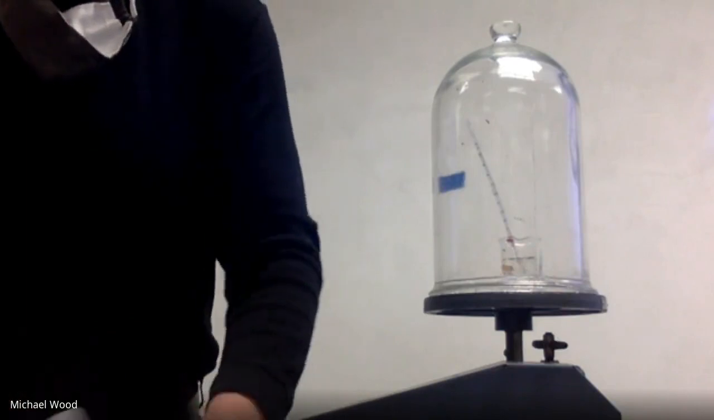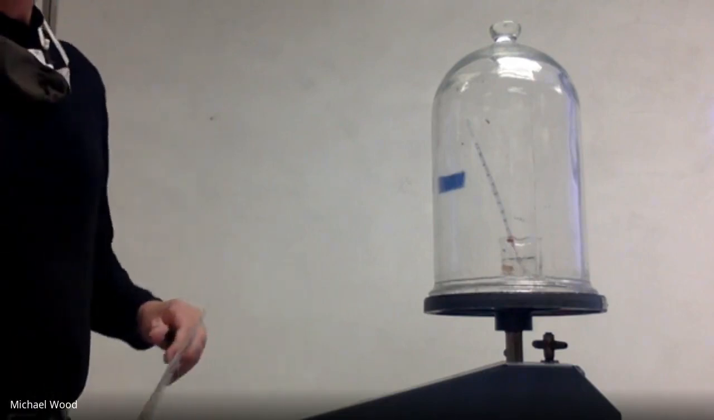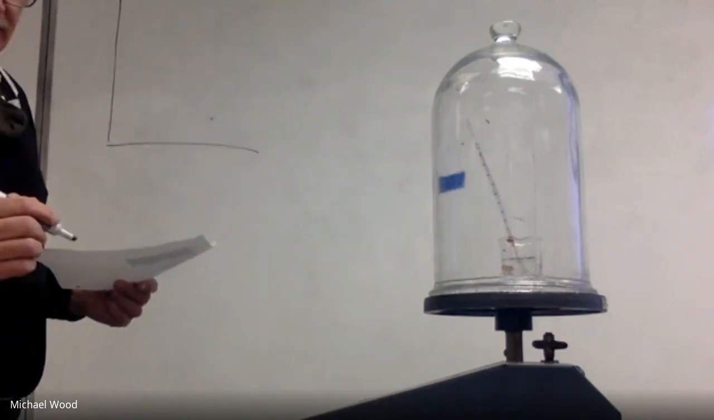Okay, while we're waiting on that, I'm going to go over here to this side of the board, and I want to just talk about this. This is on the quiz, but it's not on the test. So here's this. It's called a triple point diagram.